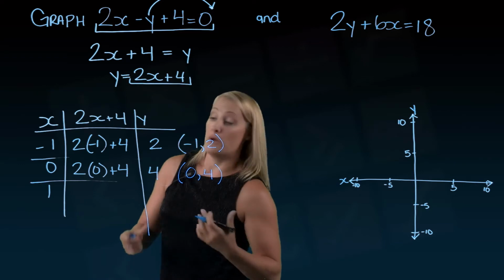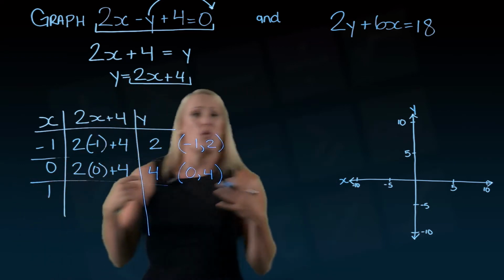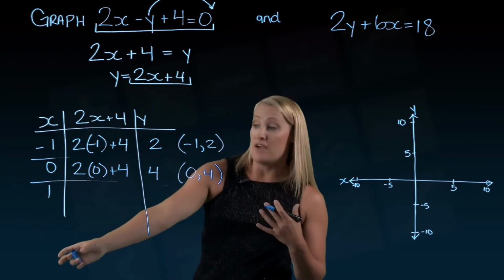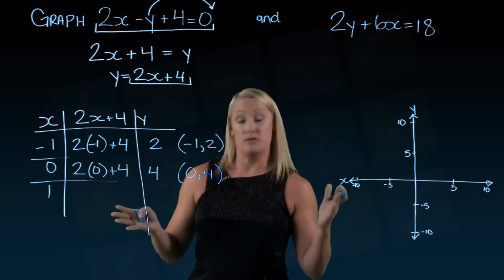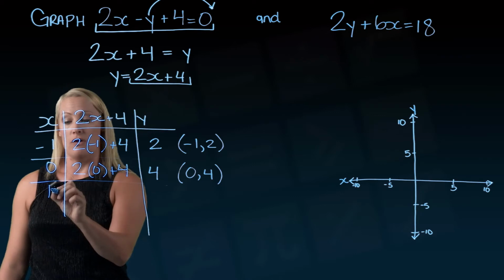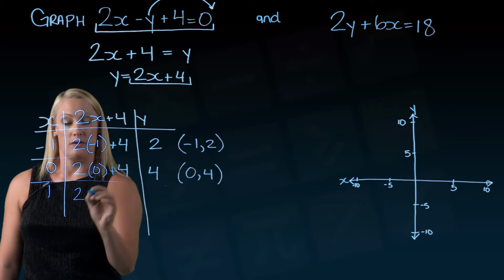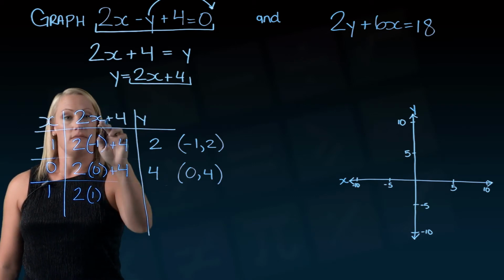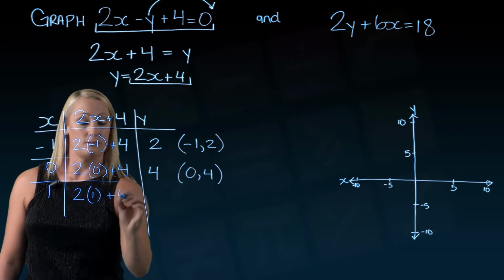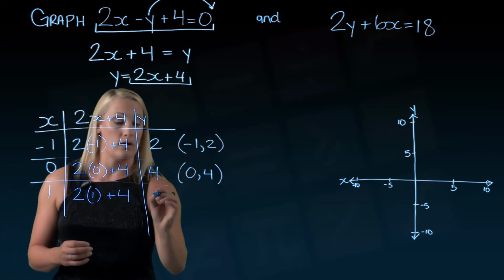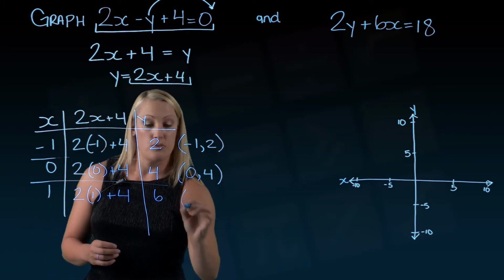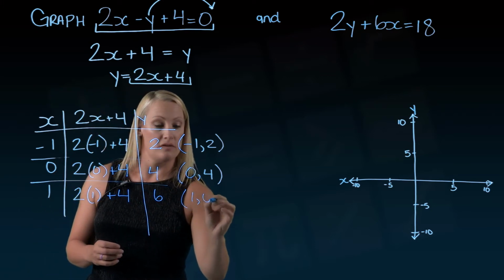And let's do that one more time with 1. If I wanted, I could put an infinite amount of x values, but I think 3 is probably enough. It's a straight line, so we're going to join them together to create that line. So 1, I'm going to put a 1 where I see an x. And then I'm going to solve that. 2 times 1, well, that's 2 plus 4 is 6. So this point would be 1, 6.